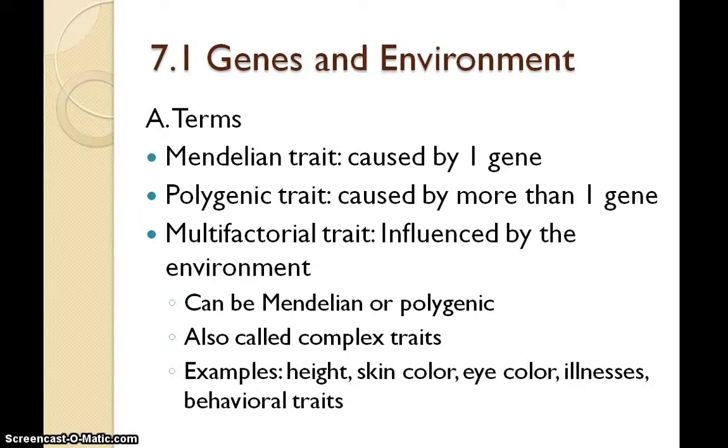Some examples of multifactorial traits would be things like height, skin color, eye color. Many different illnesses are multifactorial, as are many behavioral traits that we will be discussing in Chapter 8. When we are looking at multifactorial traits, an interesting feature is that sometimes they are caused by the additive result of several different genes. So this would be true of a trait that's polygenic. Several different genes are contributing to the trait. Additive means for every dominant allele, the trait would get stronger.